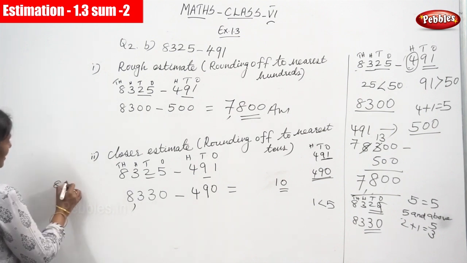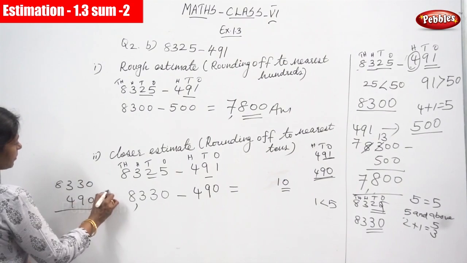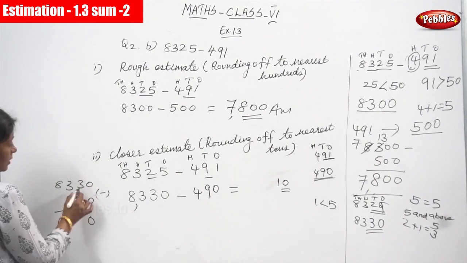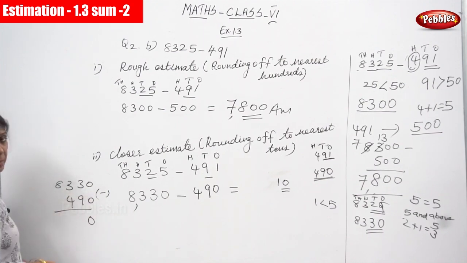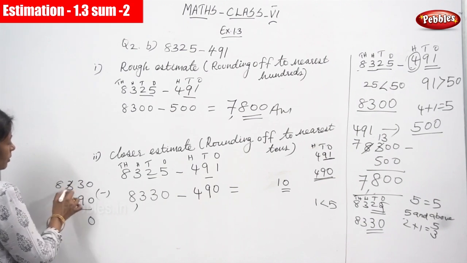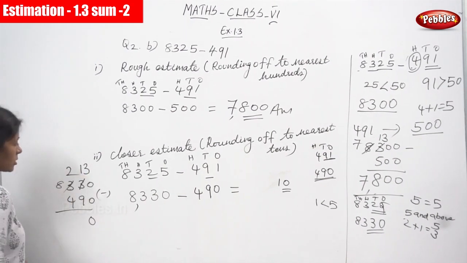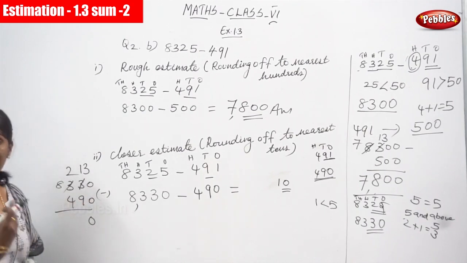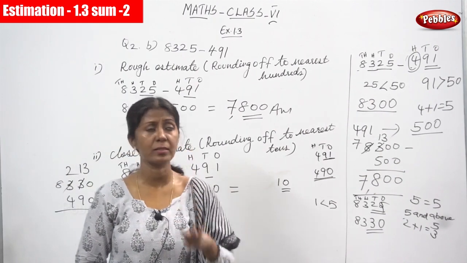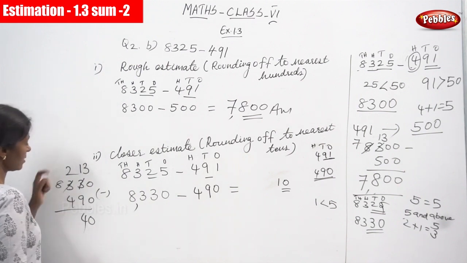Now we are going to subtract 8,330 minus 490. 0 minus 0, as it is you write 0. 3 minus 9, it is not practically possible to subtract, it is not enough. So you have to borrow from the 1. This 3 becomes 13 and the other 3 becomes 2. 13 minus 9, you use backward counting. After 9, 10, 11, 12, 13. Up to 13 you count, 4 you write.